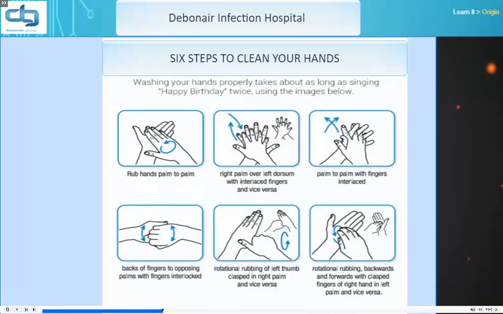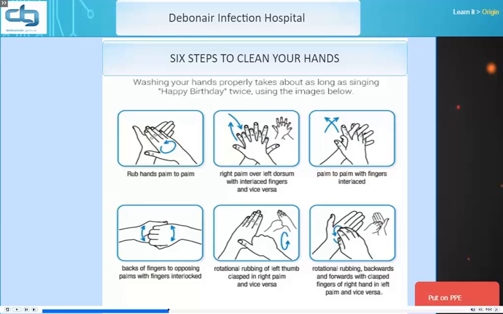6 steps to clean hands. Washing your hands properly takes about as long as singing "Happy Birthday" twice, using the images below. 1. Rub hands palm to palm. 2. Right palm over left dorsum, with interlaced fingers and vice versa. 3. Palm to palm with fingers interlaced.